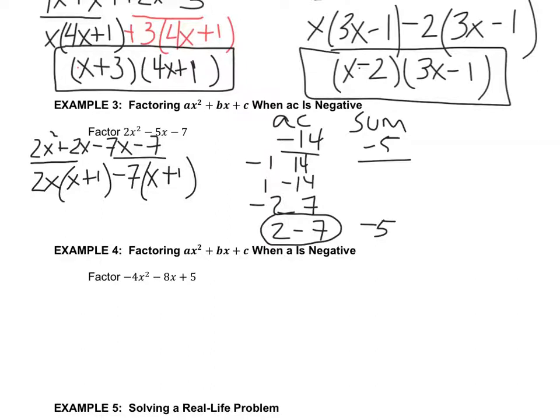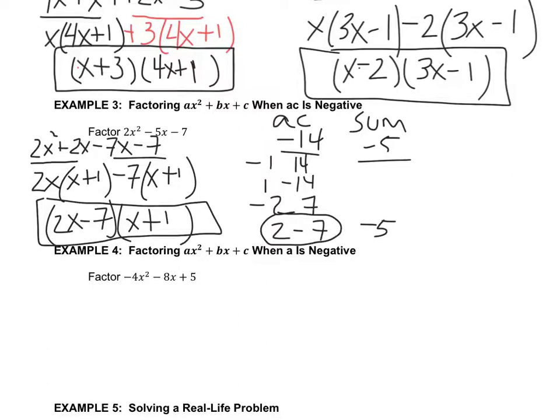Because of that, I can create my double bubble. I get x plus 1, and I get 2x minus 7 to create the other binomial. You should do a FOIL check to make sure it works, but that would be the answer and factor for that.